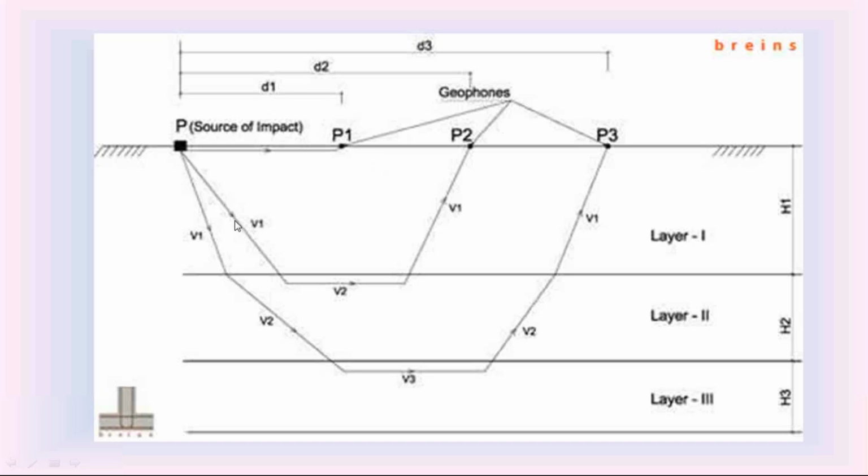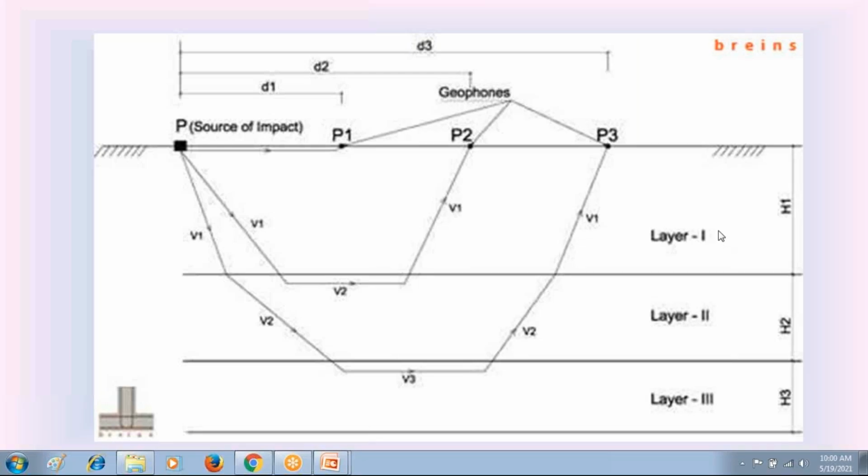Then the second shock wave. The second shock wave travels into the first soil layer and also into the second soil layer. It is received by another geophone, not the first geophone. P2 is the geophone receiving this second shock wave. When P2 receives the shock wave, it converts it into an electric pulse and sends it to the seismograph. The seismograph notes the time of receiving the second shock wave.